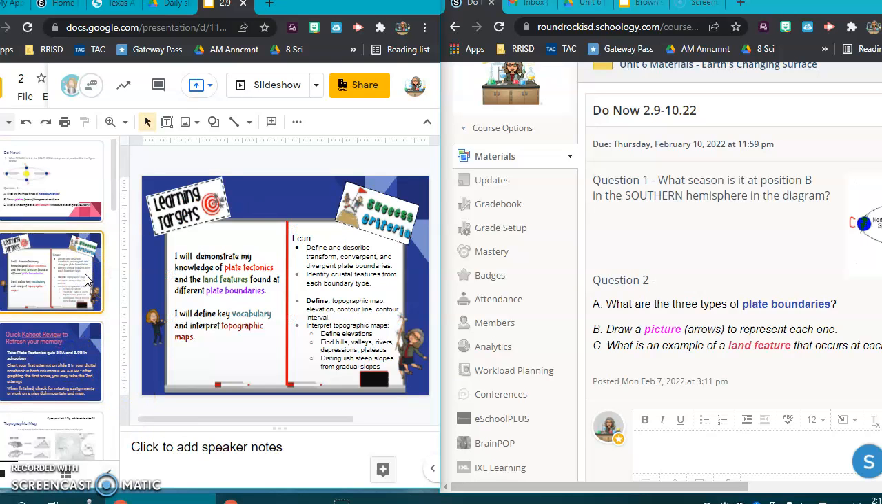So what we're doing today is we're going to demonstrate your knowledge of plate tectonics and the land features found at different plate boundaries. I will define key vocabulary and interpret topographic maps. So we have two things today. We're going to define and describe transform and convergent boundaries, identify the features, and then we get into topographic maps. We're going to talk about elevations, contour lines, and intervals. And we're going to interpret topographic maps, define elevation, find hills and valleys and rivers, depressions, plateaus, and look at steep slopes versus gradual. Seems like a lot, but I think we got it.